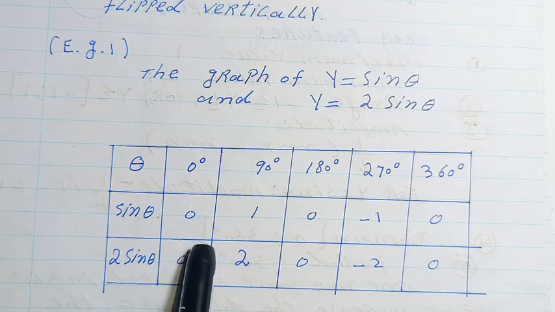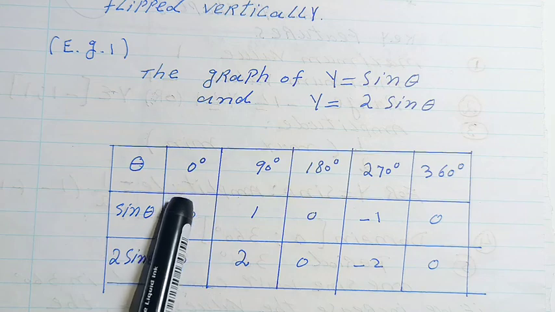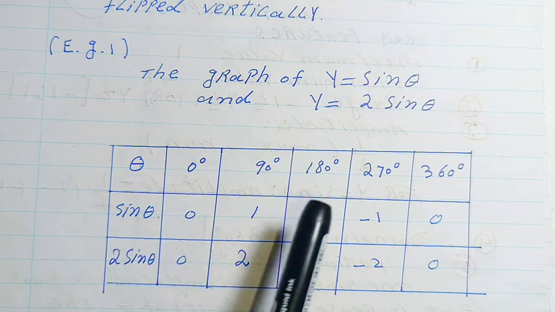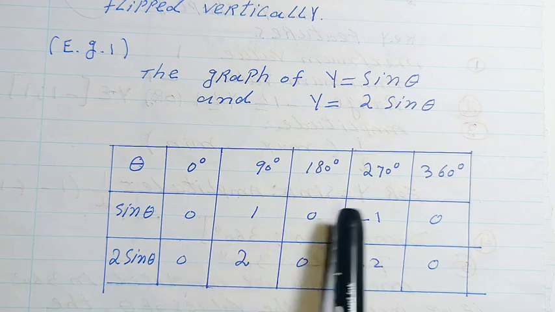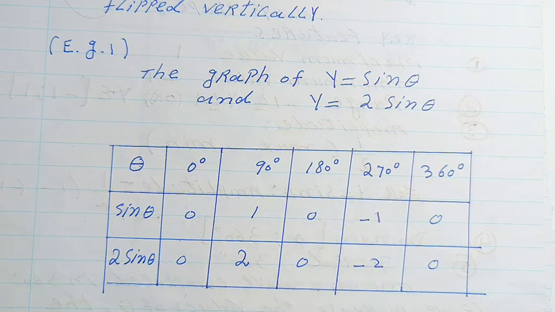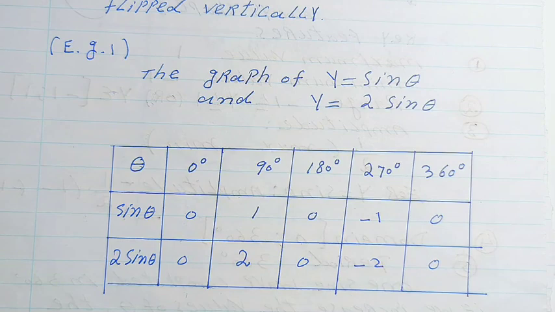At 0 degrees it is 0, because the graph always starts at 0. We get 3 x-intercepts at 0 degrees, 180 degrees and 360 degrees, and the maximum is at 90 degrees and the minimum is -1 at 270 degrees. Now for this graph, if you say 2 sine theta, the coefficient of sine theta is 2, you just multiply by 2. So 2 times 1 is 2, 2 times -1 is -2. So this is my table.